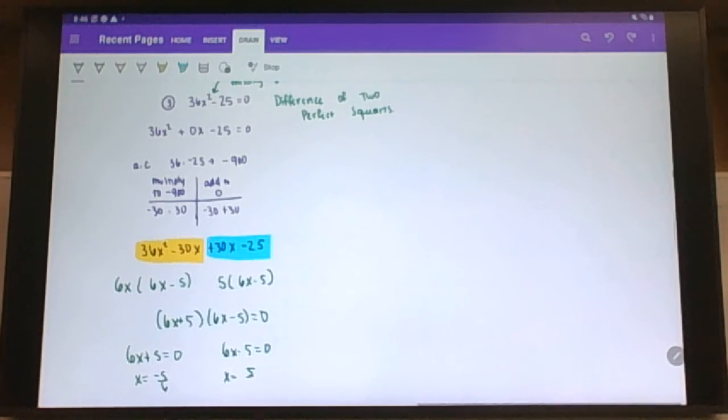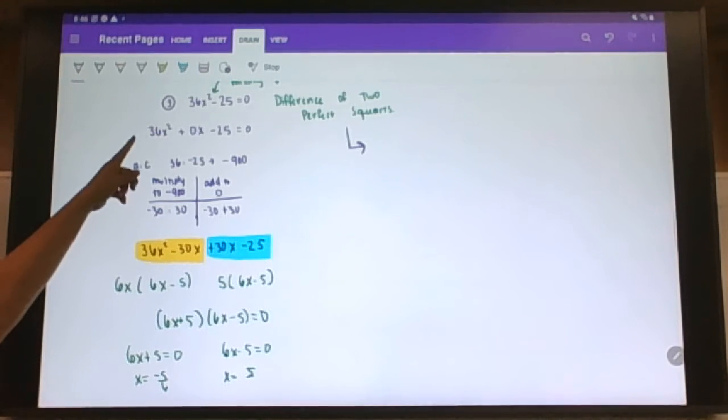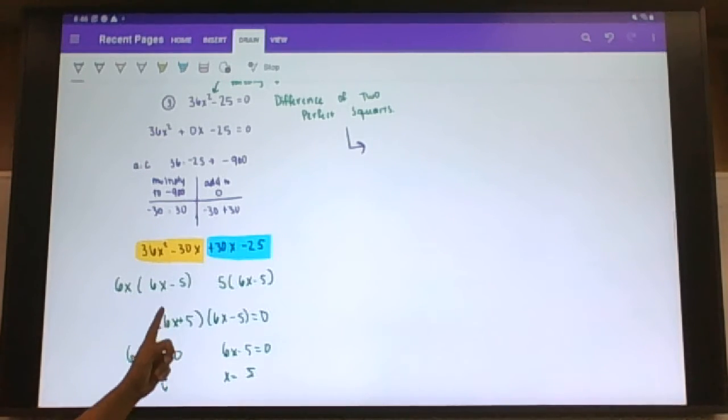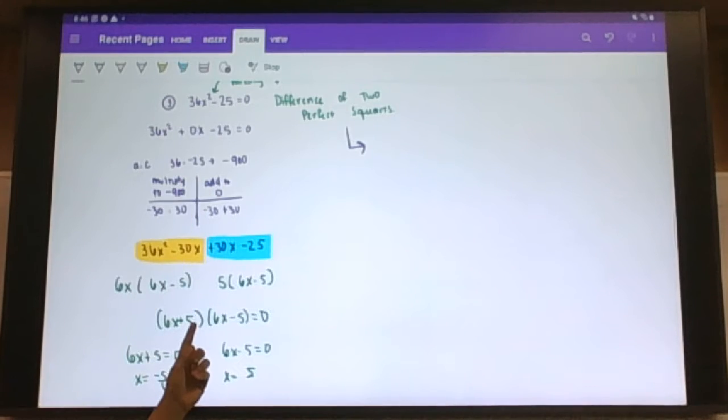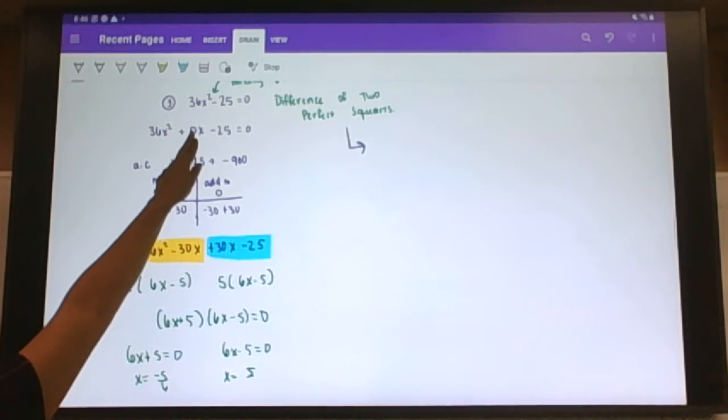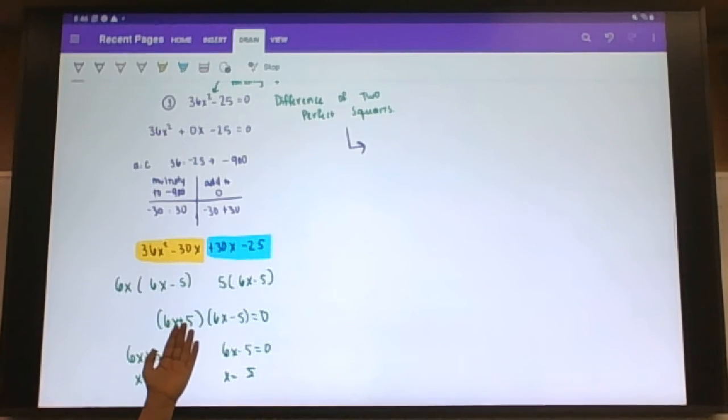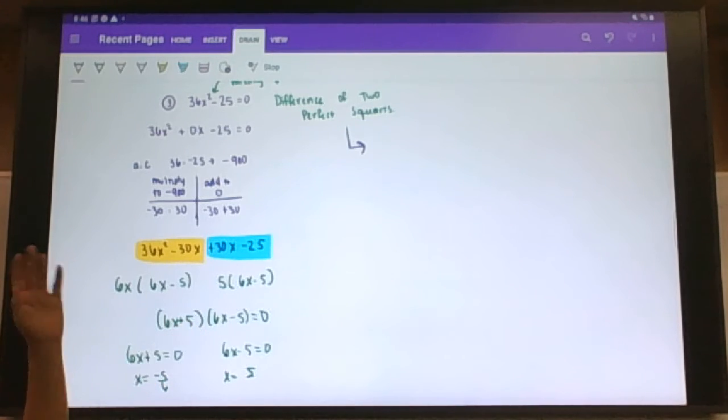if you realize what you're looking at is the difference of two perfect squares, you just square root. Notice the square root of 36 is 6. The square root of 25 is 5. And since we need the middle to be 0, we do a positive factor and a negative factor. That creates opposites, making the middle cancel out.